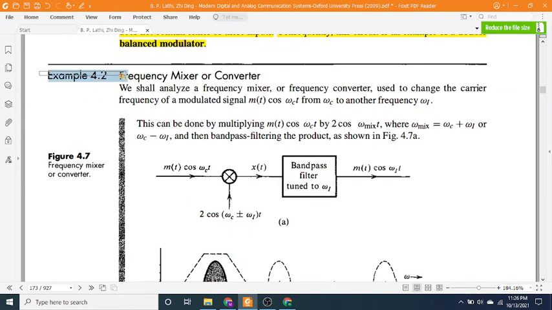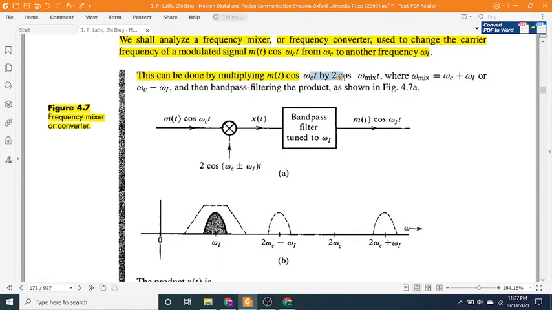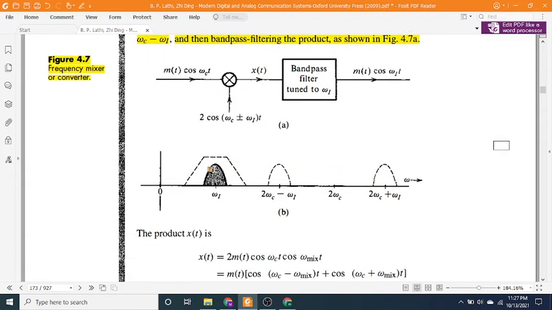Example 4.2, frequency mixer or converter, Figure 4.7. We shall analyze a frequency mixer or frequency converter used to change the carrier frequency of a modulated signal m(t)cos ωc t from ωc to another frequency ωI. This can be done by multiplying m(t)cos ωc t by 2cos ωmix t, where ωmix equals ωc plus ωI or ωc minus ωI, and then bandpass filtering the product as shown in Fig. 4.7a.